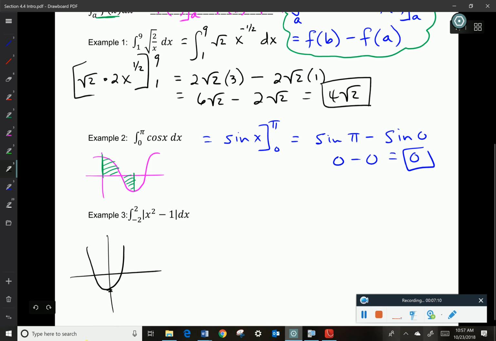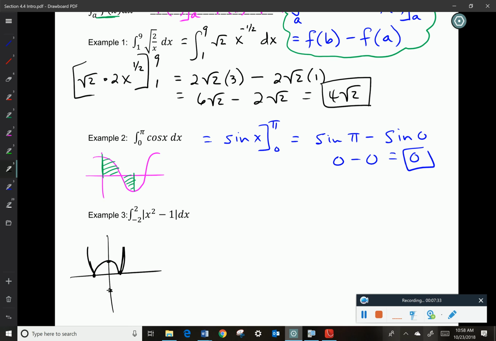So I've got this parabola. And what does absolute value mean? Well, it means the part that was below flips up and becomes positive. So in other words, this part stays the same, the part that was positive stays the same, but this part that was below is going to flip up. So that would actually be the graph of the absolute value of x squared minus 1.